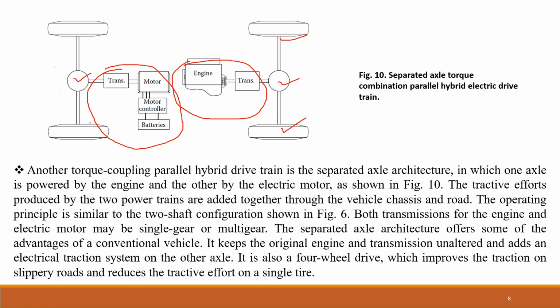So the double transmission, pre-transmission, post-transmission, and separated axle torque combination are the different architectures of a parallel torque coupling hybrid drivetrain that we have in use. And each and every architecture has its own advantages. That's why we have all these different types of architectures.